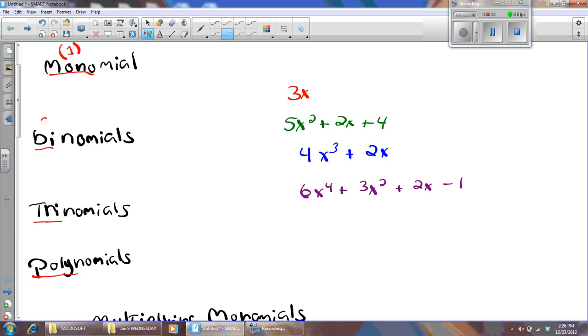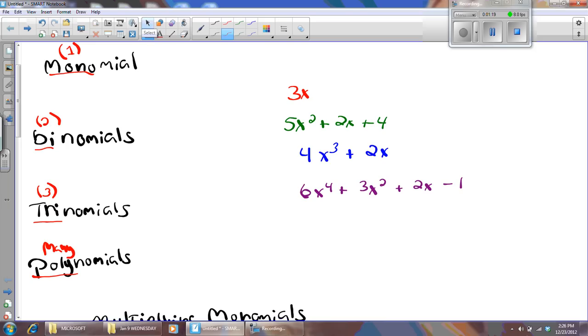Anyway, mono means one. Bi means two. Tri means three. Just picture Paul on his little tricycle that he got for Christmas riding around. And then poly means many. So when there's more than three, we say poly. And all it means is terms, how many terms it has.